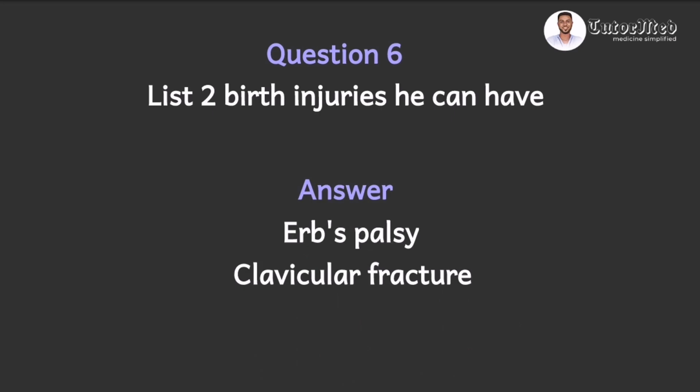So pulling the baby or putting traction on the baby's body may damage either the brachial plexus or some of the bones. And so the birth injuries they can have include brachial plexus palsy. When the upper roots are damaged, it results in Erb's palsy. When the lower roots are damaged, it results in Klumpke's palsy. But sometimes you can have a total brachial plexus palsy.